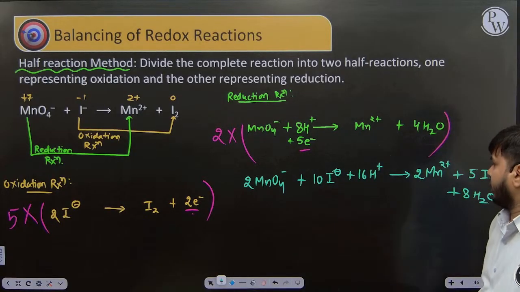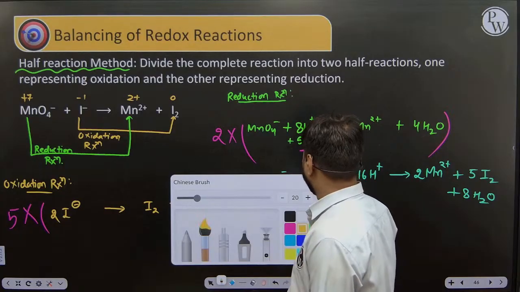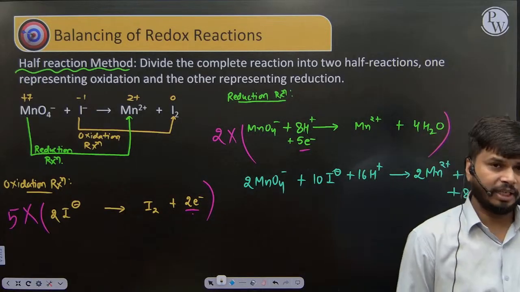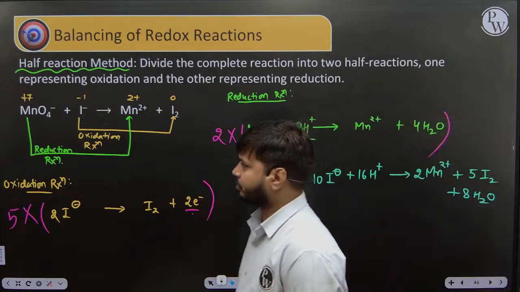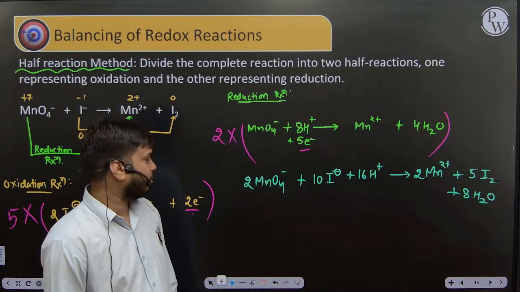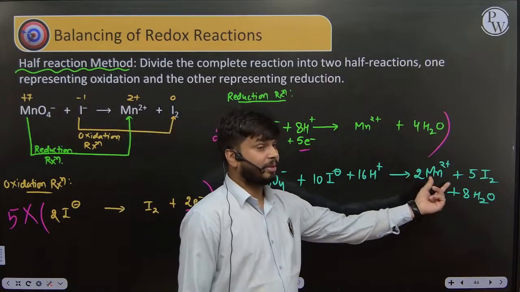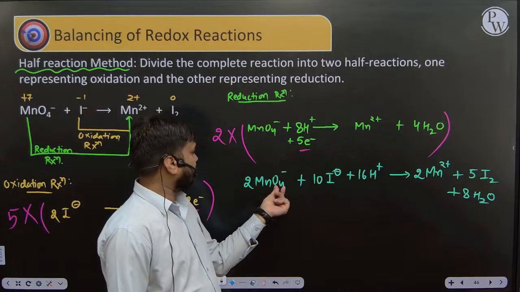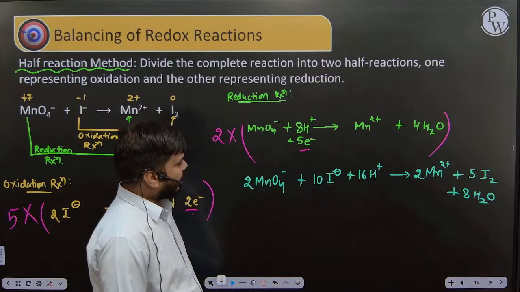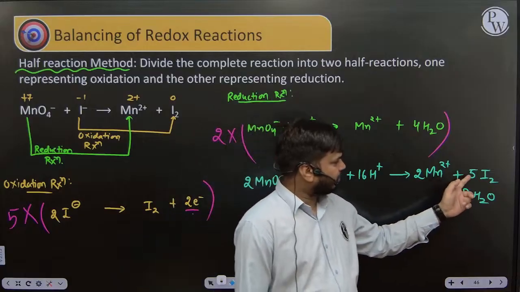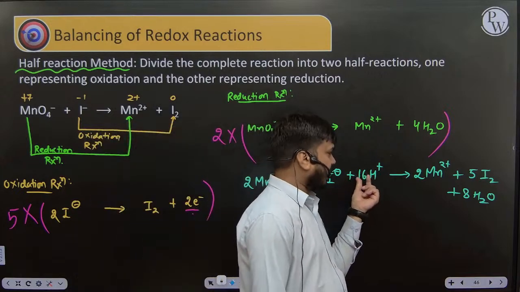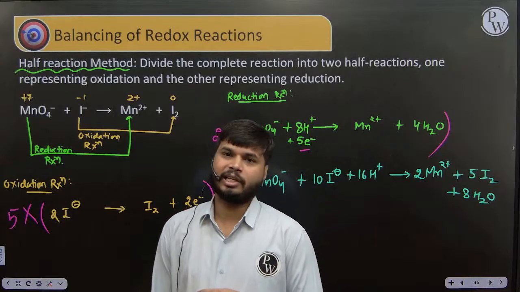Now you check the complete reaction and tell me whether everything is balanced or not. You can take 1 to 2 minutes. Check everything and let me know. Yes, everything is balanced. Let me help you out. 2 Mn, 2 Mn. Oxygen, 2 into 4, 8 oxygen; 8 into 1, 8 oxygen. Iodine, 5 into 2, 10I. H, how many H? 8 into 2, 16H. The hydrogen is also balanced.